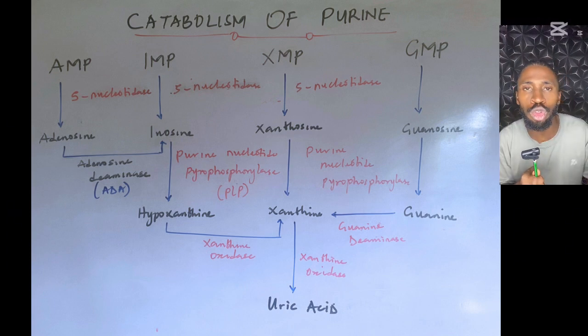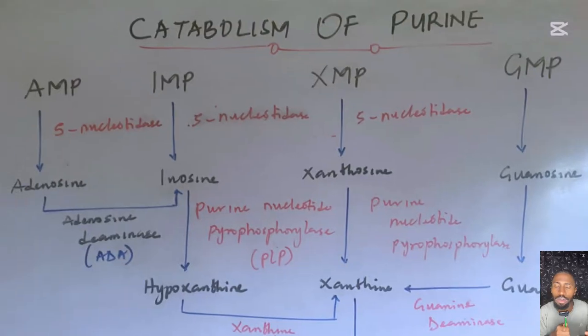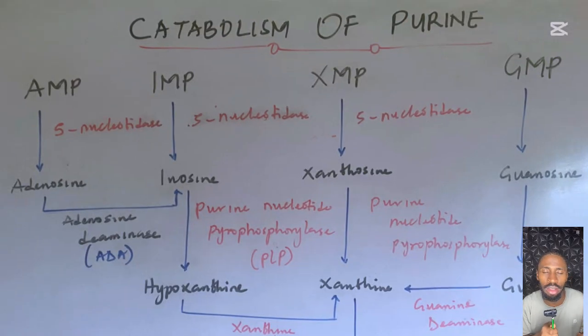Now we want to catabolize AMP, GMP, XMP, and IMP, the nucleotides formed in purine synthesis. If we want to break them down, we remove phosphate using 5'-nucleotidase. We convert AMP to adenosine, XMP to xanthosine, GMP to guanosine, and IMP to inosine.